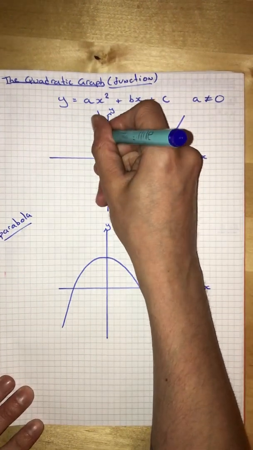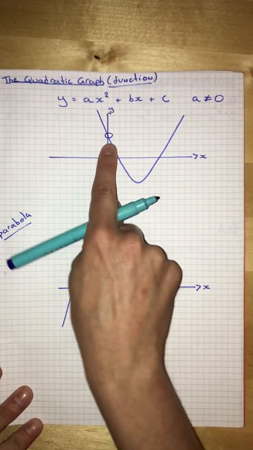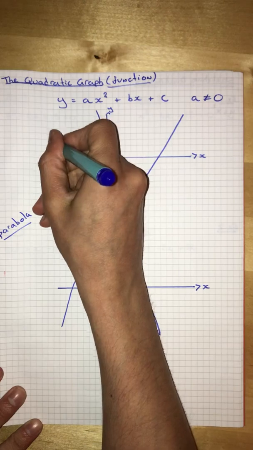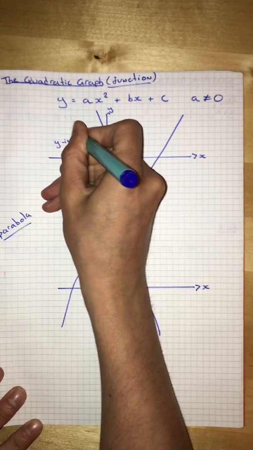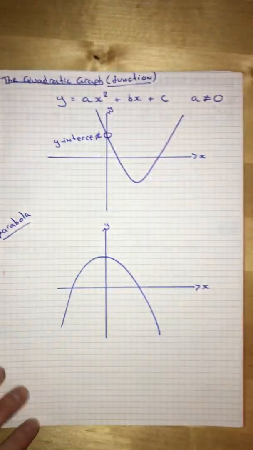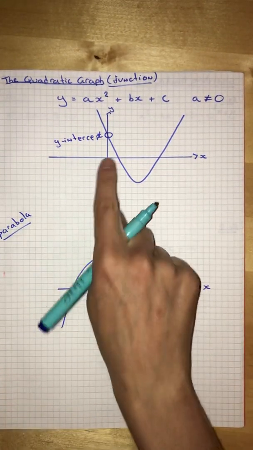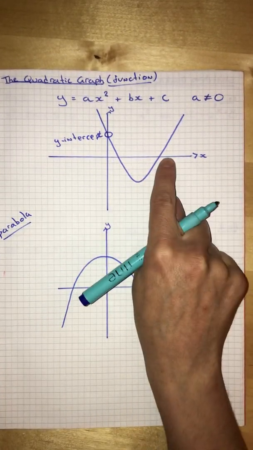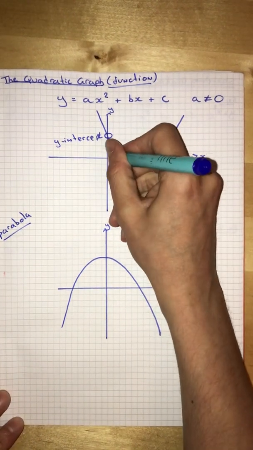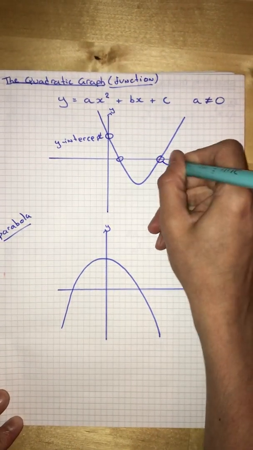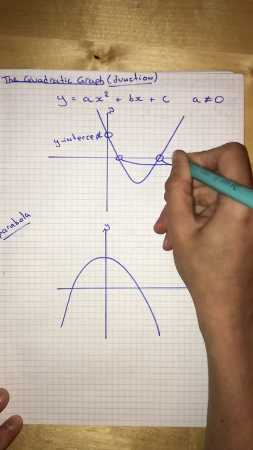We need to know what this point is. You can see where it cuts the y-axis, so we call that the y-intercept, because it's intercepting the y-axis. There's the equivalent 2 points on the x-axis. We don't call them x-intercepts. What we do in fact call them are roots.